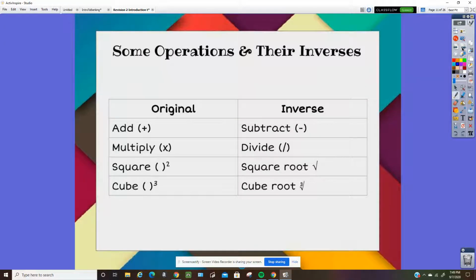So then we talked about inverse operations. The inverse of addition is subtraction, the inverse of multiplication is division, the inverse of squaring is the square root, and the inverse of cubing is the cube root. And same, it could go the other way around. If these were the original, then the inverse is in the first column. So the inverse is subtraction, addition, and so on.